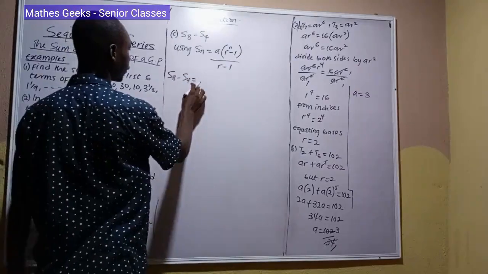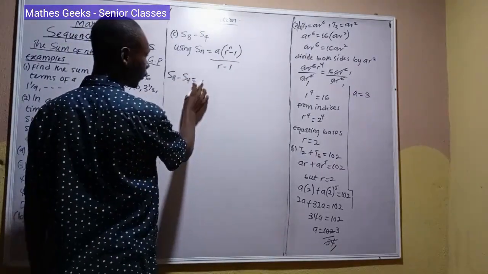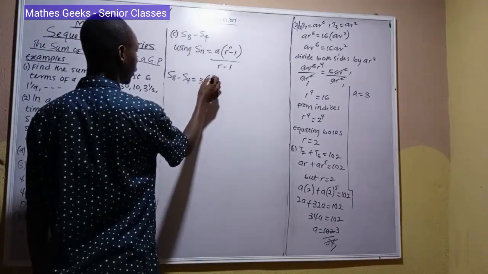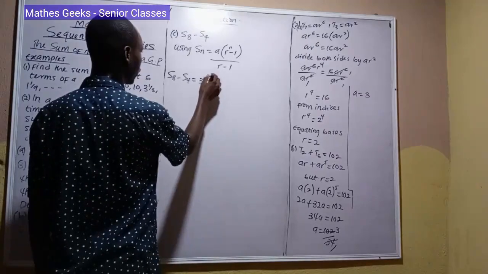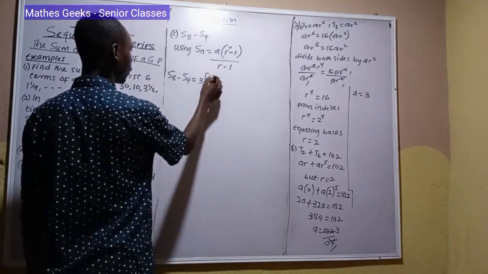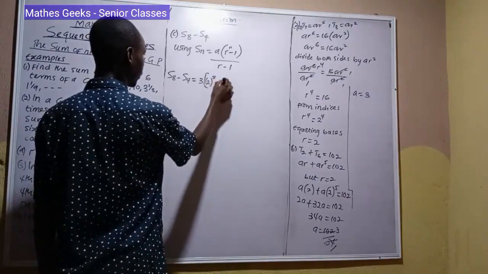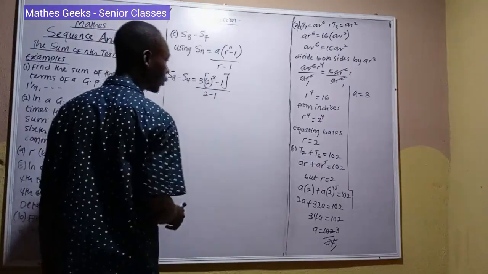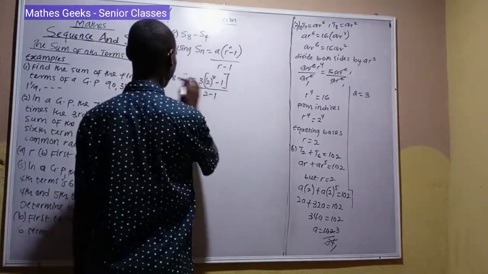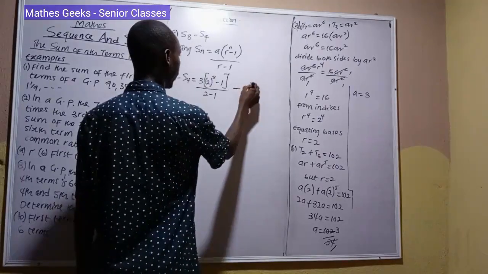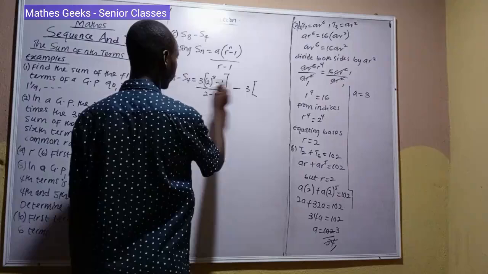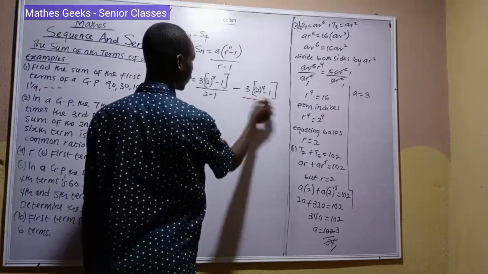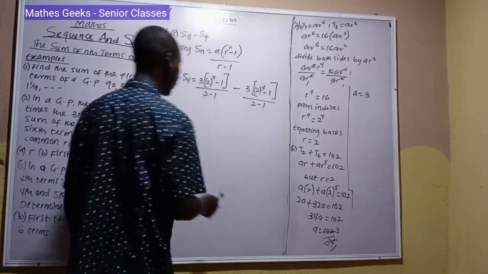So S8 minus S4 is equal to, for S8, the first term a is 3 and the common ratio is 2: 3 times 2 raised to power 8 minus 1 over 2 minus 1. Then minus S4, the first term is 3 and the common ratio is 2: 3 times 2 raised to power 4 minus 1 over 2 minus 1.